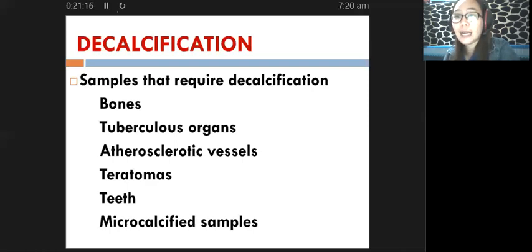Since hematoxylin is a basic dye, what particular cellular structure is stained by it? If it's a basic dye, of course, it will stain an acidic structure. Correct, it will stain an acidic structure. And in your cell, the acidic structure is your nucleus. Right? It contains nucleic acids. So the presence of nucleic acids, particularly RNA, in your nucleus renders the basophilic character of your nucleus.